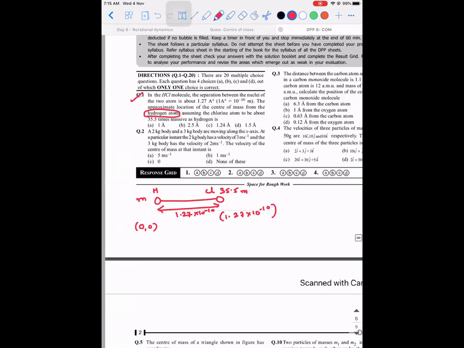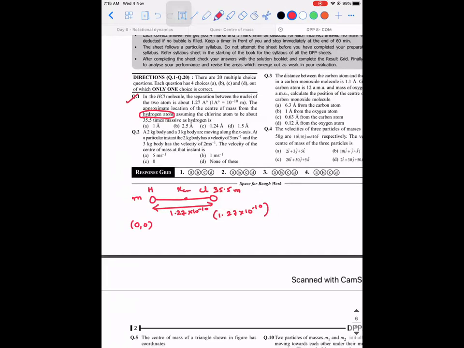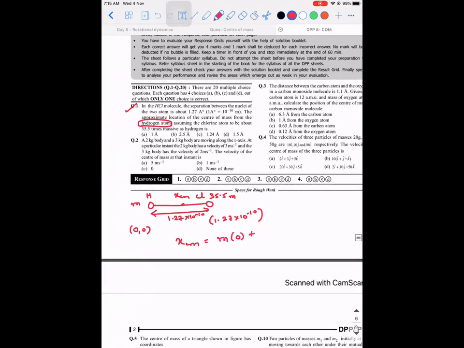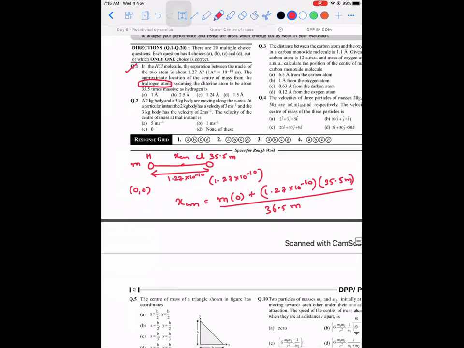Now what will be the x? If I take this point as x cm, then the x coordinate of center of mass is equal to m into 0 plus 1.27 into 10 power minus 10 into 35.5 times m, the whole divided by 36.5 times m. So if you calculate, obviously you are going to get the answer. The calculation part I'm leaving it to you.